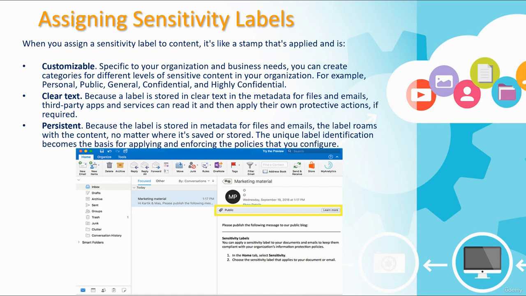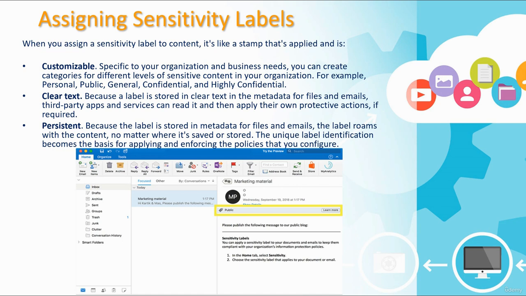These are clear text labels, so they get applied in clear text, and they're part of the metadata of the file. So they get associated with the metadata of the file, which is really cool because it also means that third-party products that can understand the metadata sensitivity label tags can recognize it as well. So it's not only Office that supports it. Other products can support it as well.